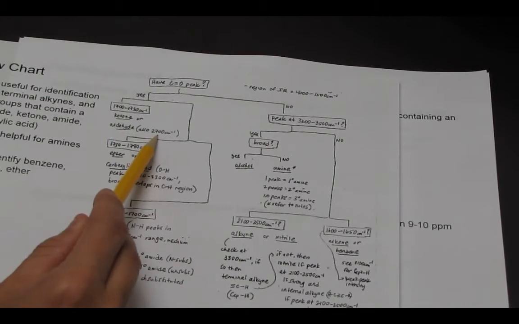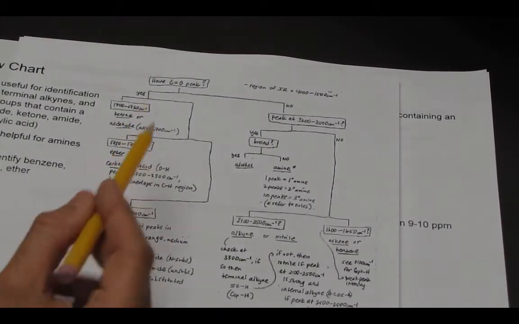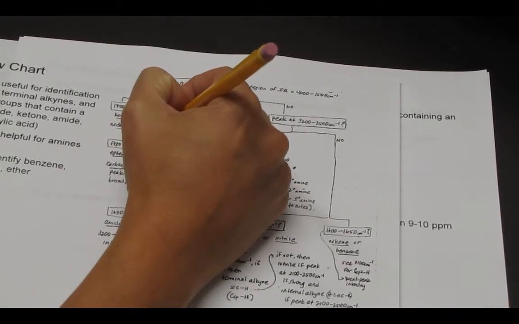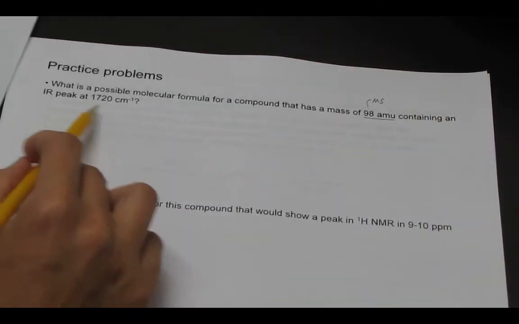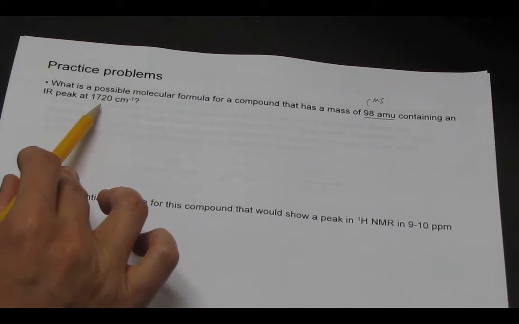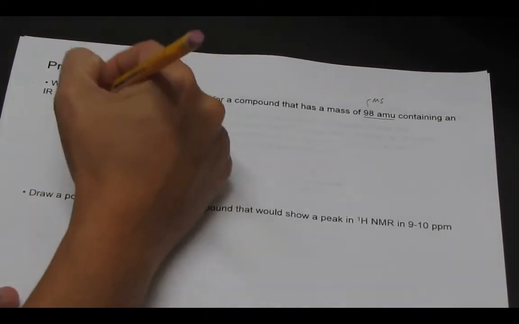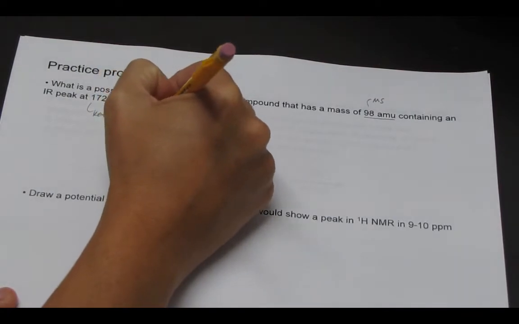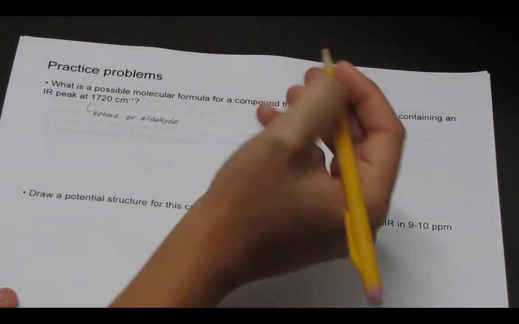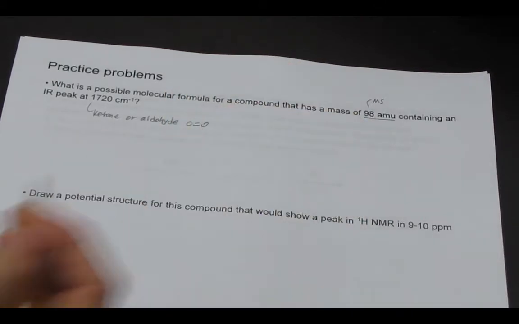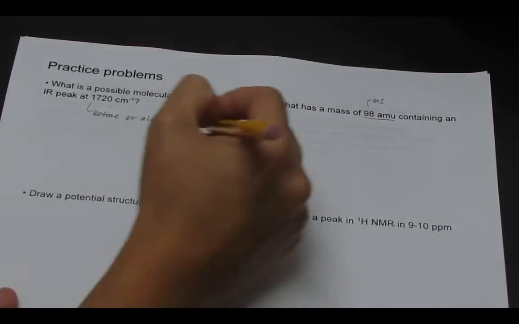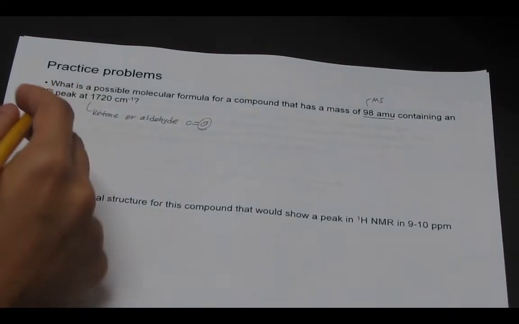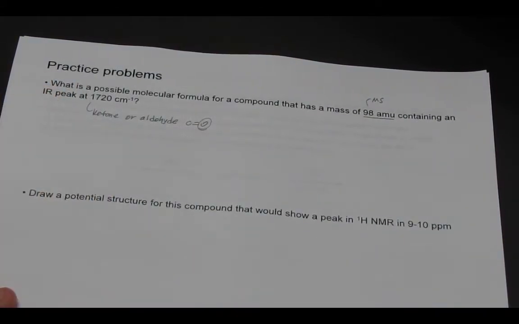And the aldehyde would also have a separate peak at 2700 centimeters, and that's for that CH. Okay, but we don't know that. All we know is we have an IR peak at 1720, and so this tells us ketone or aldehyde. And both of those functional groups have a C double bond O. And so what that tells us is we need to incorporate an oxygen into our formula. That's what that IR is giving us, extra information.